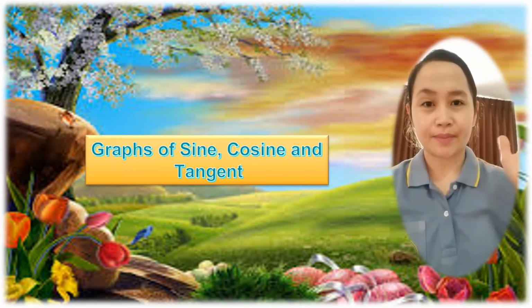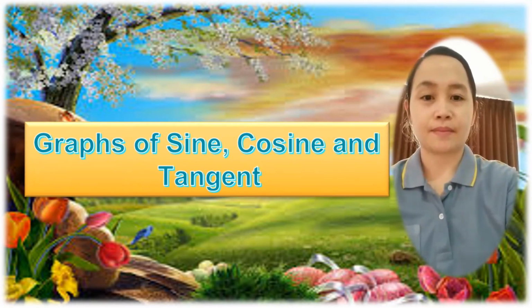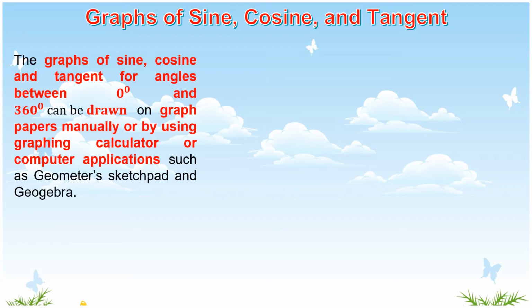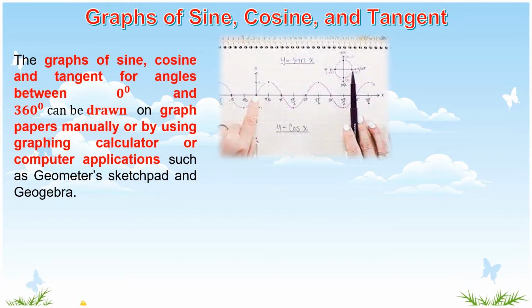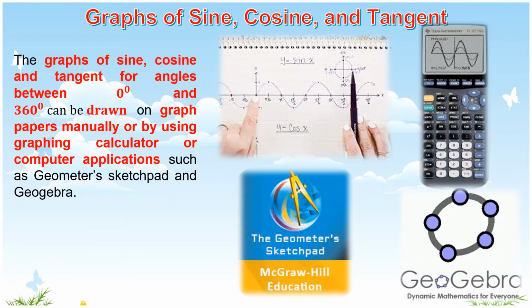Hello everyone! Our topic today is all about graphs of sine, cosine, and tangent. The graphs of sine, cosine, and tangent for angles between 0 degrees and 360 degrees can be drawn on graph papers manually or by using graphing calculators or computer applications such as GeoMeters, Sketchpad, and GeoGebra.